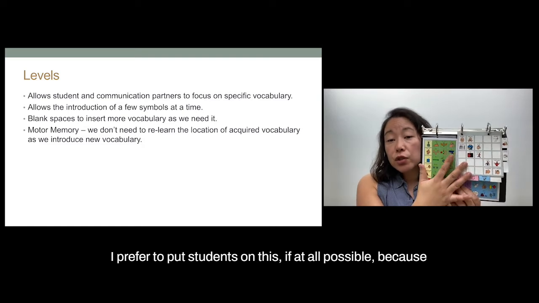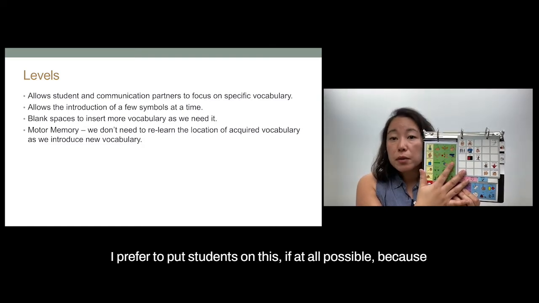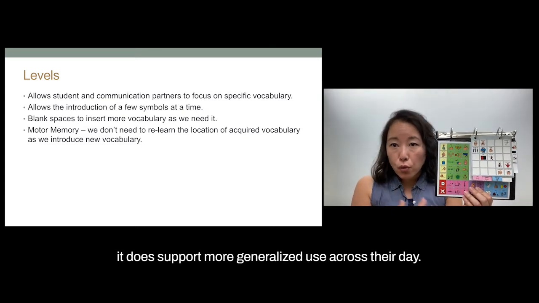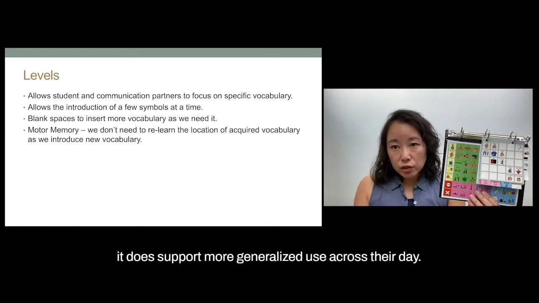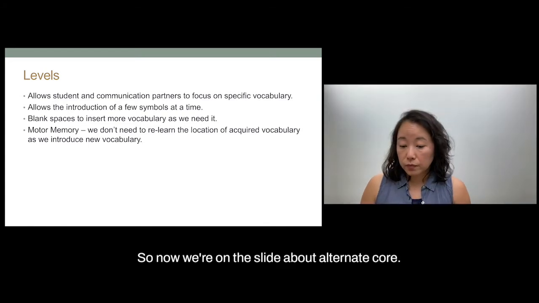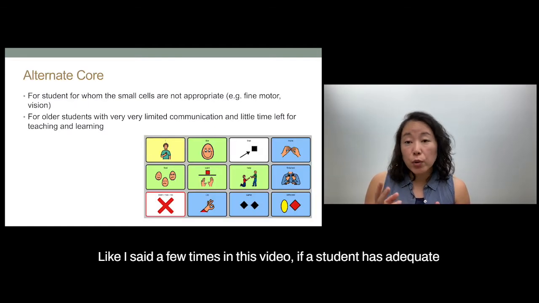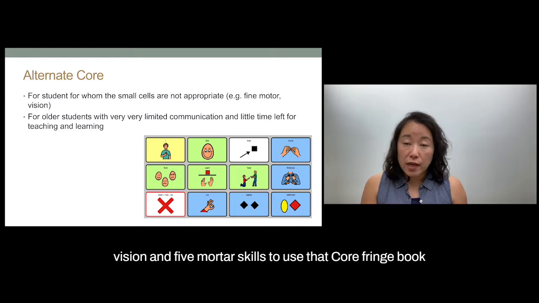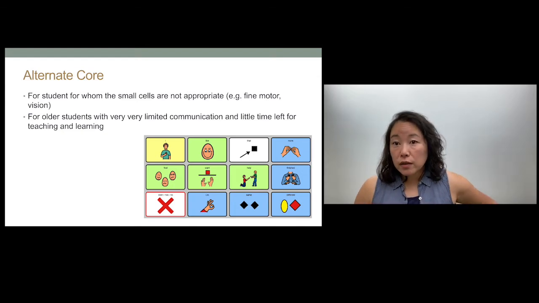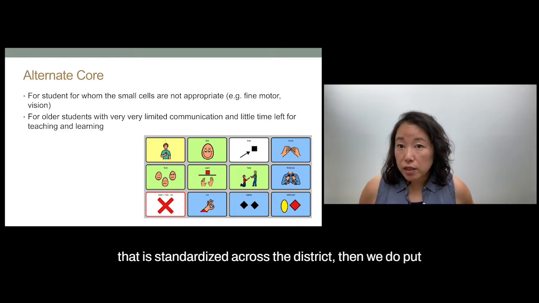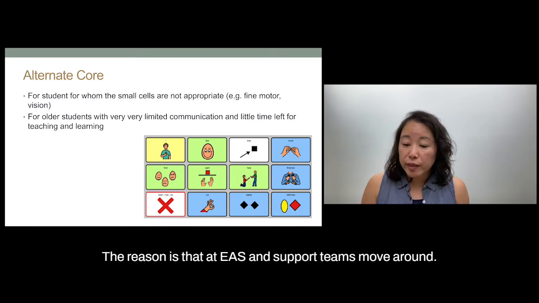I prefer to put students on this if at all possible, because it does support more generalized use across their day. So now we're on the slide about alternate core. Like I've said a few times in this video, if a student has adequate vision and fine motor skills to use that Core Fringe book that is standardized across the district, then we do put them on that.